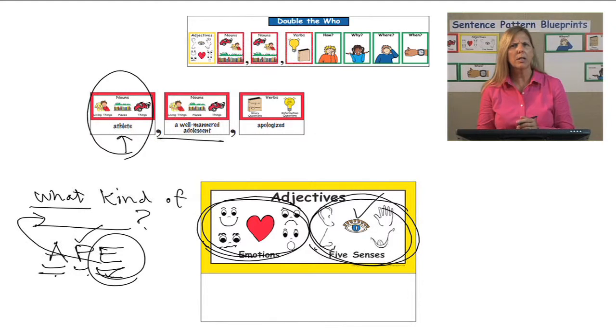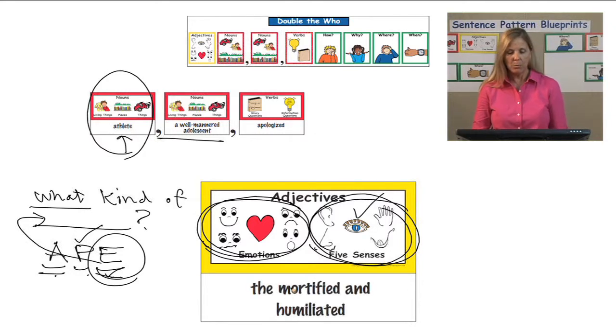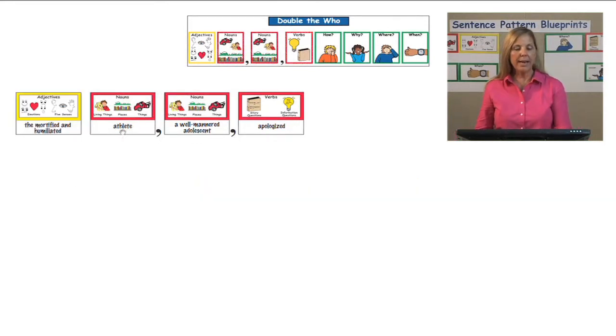Let's get out the thesaurus and let's find the word embarrassed. And we found mortified and humiliated. Let's put our adjective in the sentence. The mortified and humiliated athlete, a well-mannered adolescent, apologized. We have our red cards and our yellow. What do we have left?